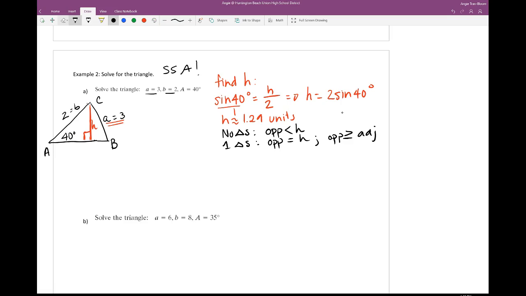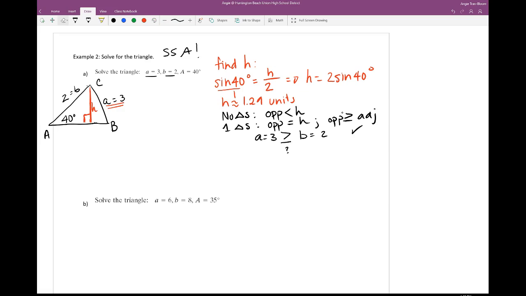So is it one triangle? Here's the opposite leg, which is A. A equals 3. Is it greater than or equal to the adjacent leg, which is B? B is 2. Check. So this is one triangle. If it's one triangle, then I don't have to go any further, right? I would just solve for this one triangle normally. So the missing parts are leg C, angle B, and angle C.